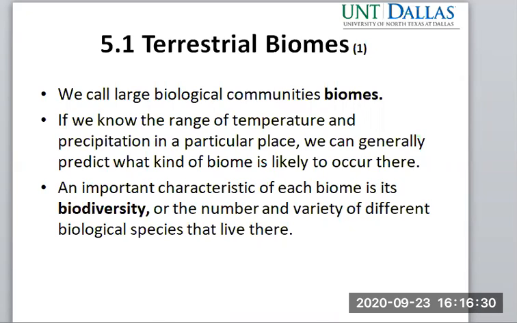Like we already discussed, these large biological communities we call biomes. If we know the range of temperature and precipitation in a particular place, we can generally predict what kind of biome is likely to occur there in the absence of human disturbance. An important characteristic of each biome is biodiversity, or the number and variety of different biological species that live there. So a biome means the larger biological community, and biodiversity is the number and variety of different biological species that live there.